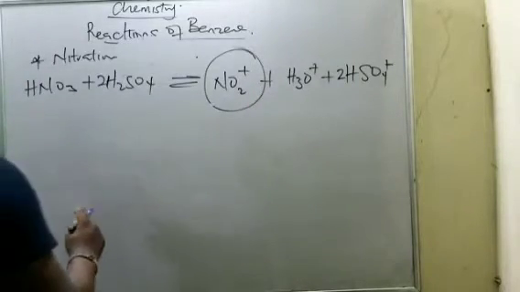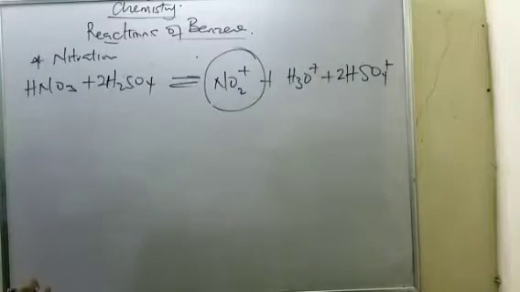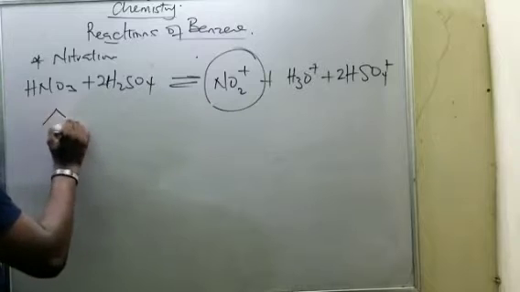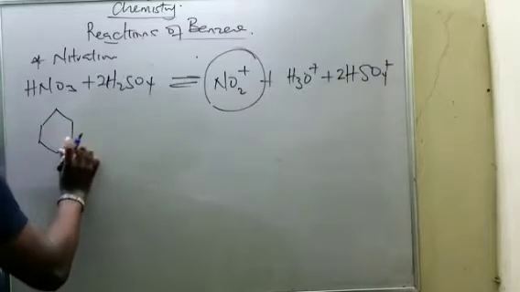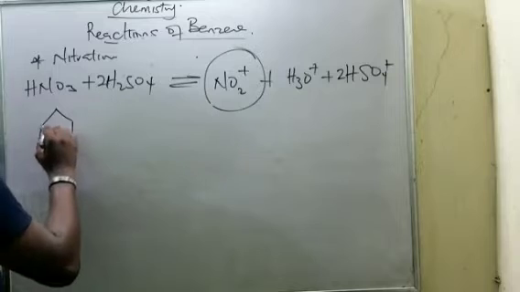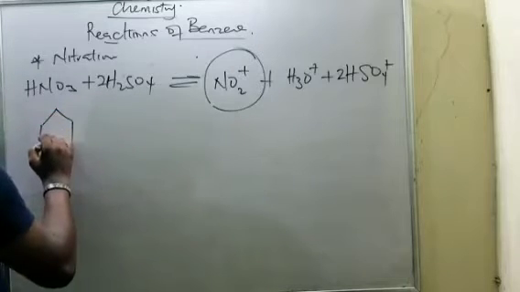So the second step is this: we attack the benzene ring. So we have a benzene ring. We have a benzene ring of this kind.